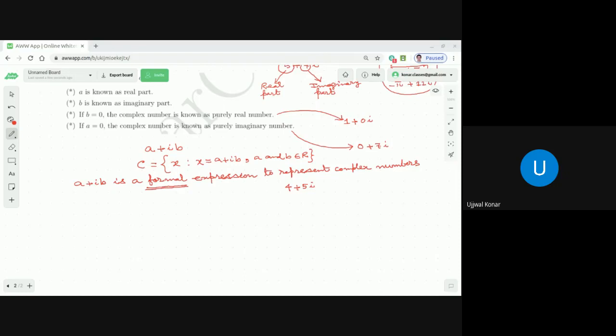So here plus and i are auxiliary symbols. What I wanted to mean is that a plus ib doesn't mean that you are actually adding a and ib. You really cannot add in that sense. So it is a symbolic representation. Whatever I just said, I want to keep it here for your information.